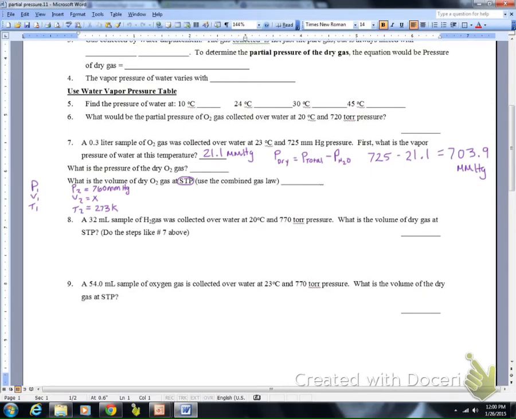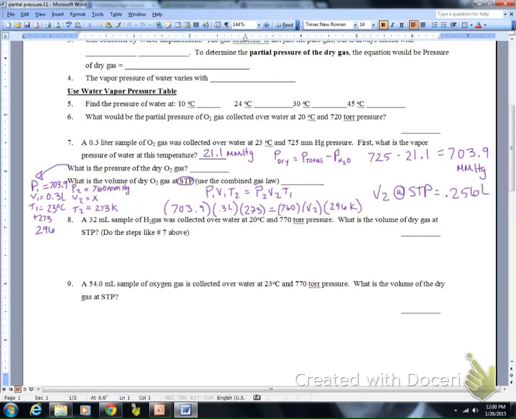So P1 now, this one is where people make a mistake, so please note, P1 of the dry gas is 703.9. So please watch that. So the pressure of the dry gas, don't make the mistake of putting in 725 millimeters of mercury pressure. V1 is the volume, and so we know that that's 0.3, and we got that right from our problem right here, so 0.3 liter sample. And then T1 we know is our temperature, so 23 degrees Celsius. We know we're never going to do calculations in Celsius, so we add 273, and that gets us 296 Kelvin. So then I set up my variables, P1, V1, T2 equals P2, V2, T1, and I plug in my values, and I'm able to solve for V2. So my volume at STP of the dry gas should be 0.256 liters.